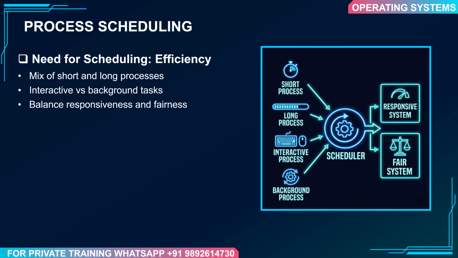Another important reason is efficiency. Some processes are short and finish quickly. Some take a long time. Some are interactive, like typing in a text editor, and need fast response. Others run in the background, like a system update. Scheduling helps balance all these needs so the system feels fast and responsive rather than slow and unfair.